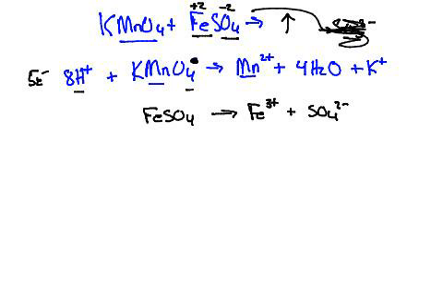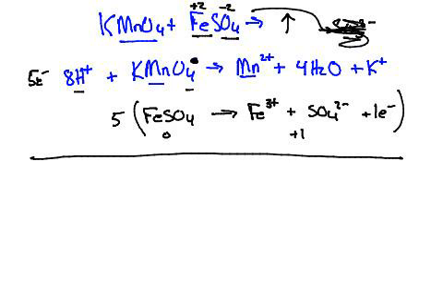Now to balance this out, ladies and gentlemen, everything's balanced except the charge. So we don't have to play around too much with this. The charge on this side is 0, and this side would be plus 1, so I simply need 1 electron right there. Now to balance this out, of course, we need to multiply the bottom reaction by 5, and so everything cancels out.